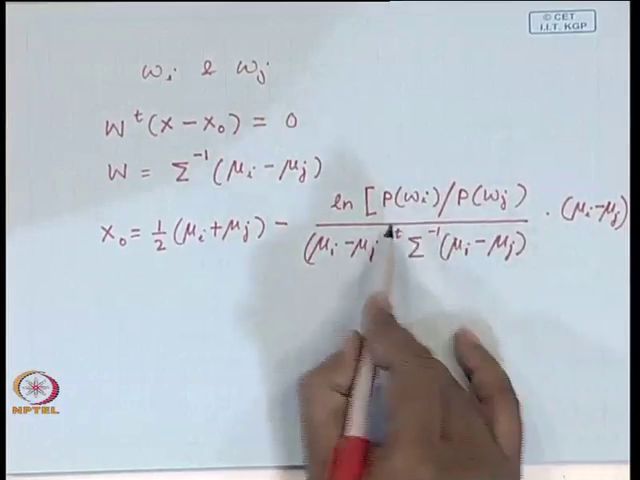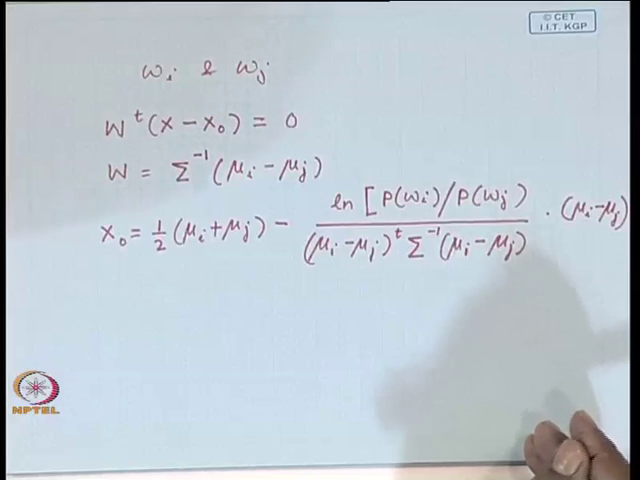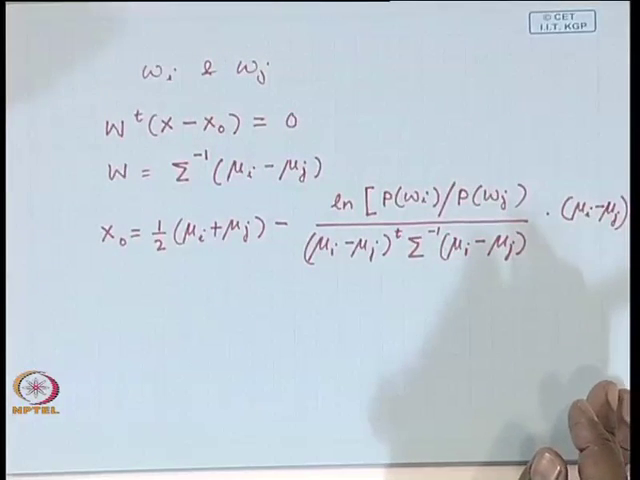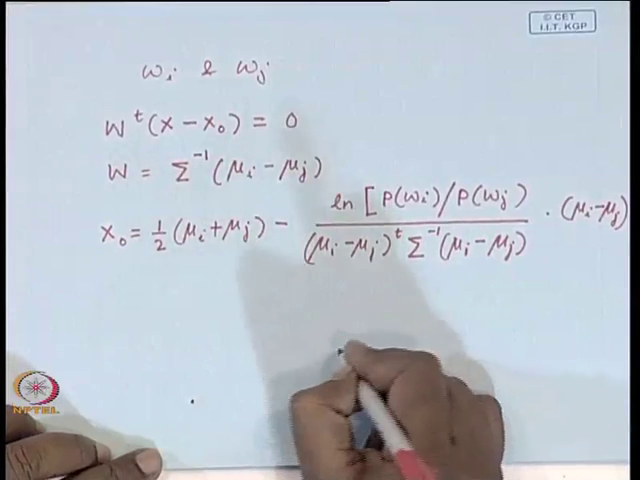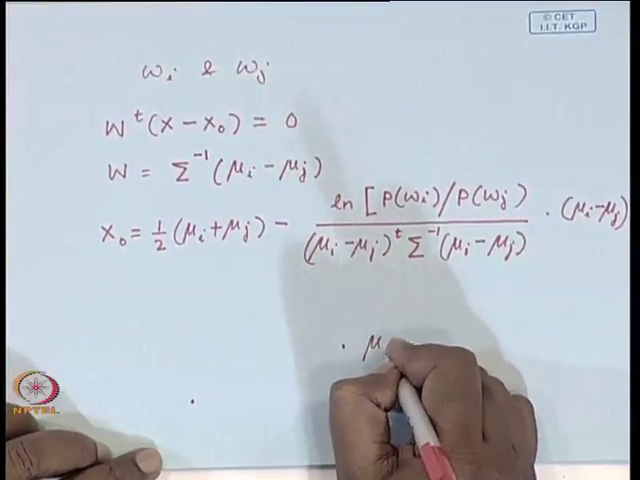So, when the classes are equally probable, the decision surface of the hyperplane passes through the midpoint of the line joining mu I and mu j, but it is in general not an orthogonal bisector. It is a bisector, but not orthogonal. Okay.